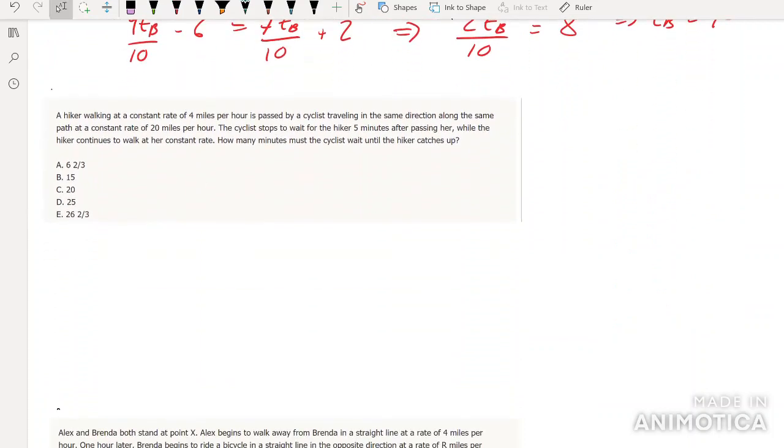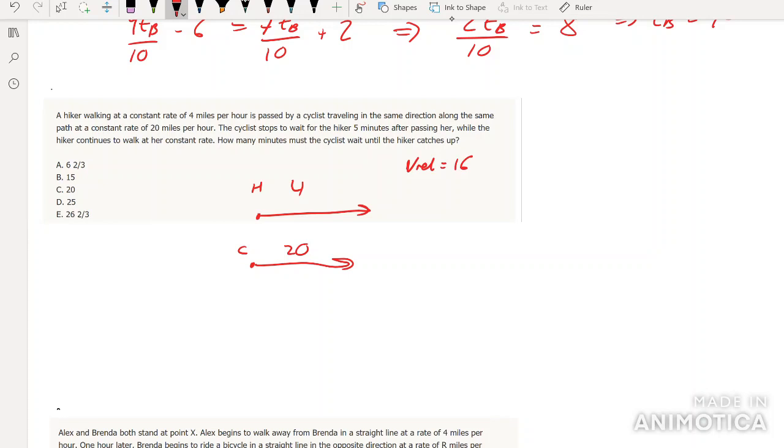Okay, a hiker walking at a constant rate of 4 miles per hour, so the hiker is going this way, four, is passed by a cyclist traveling in the same direction along the same path at a constant rate of 20. Okay, so this is the hiker and this is the cyclist. He's going at 20. The cyclist stops to wait for the hiker 5 minutes after passing her. Well, okay, so what's, again, the relative velocity? So the relative velocity is equal to 16.